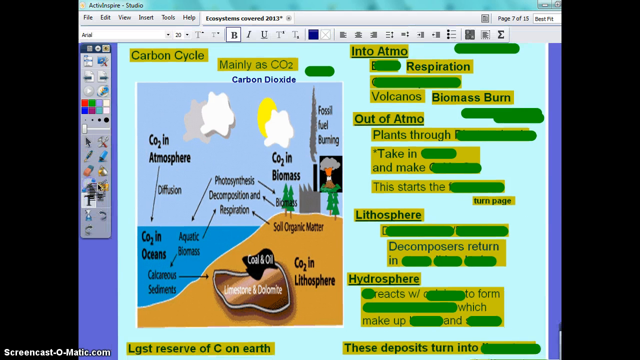Biomass. Somebody asked me, what does that mean? Break the word up. What is bio? Life. What is mass? Matter. Living matter. So give me examples of living matter. Us. Good. What else? So we burn.